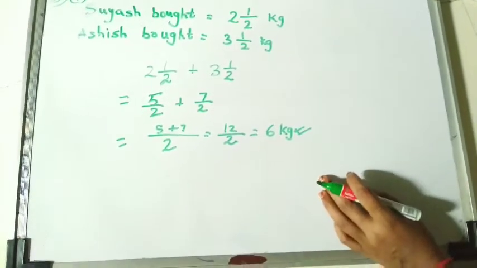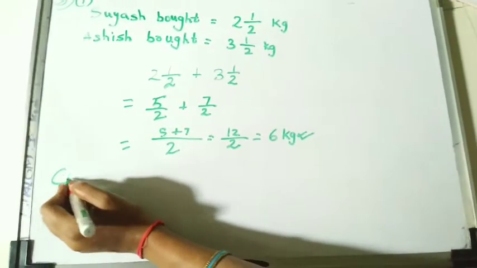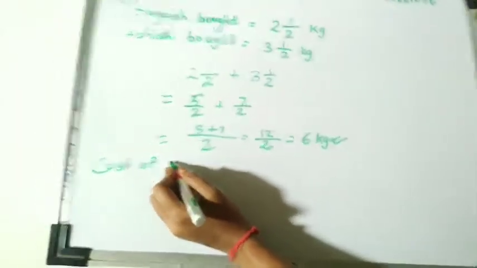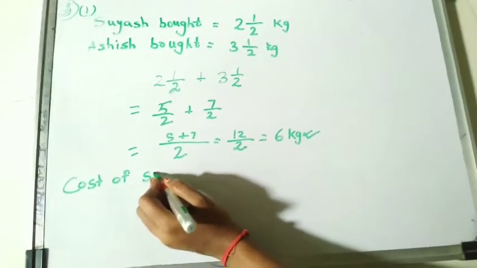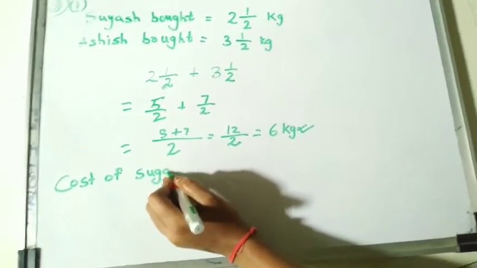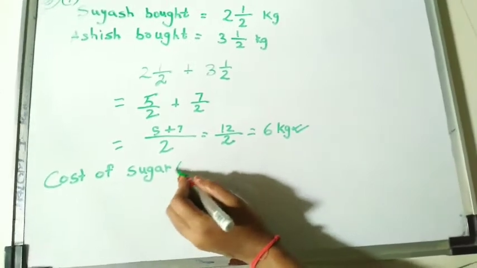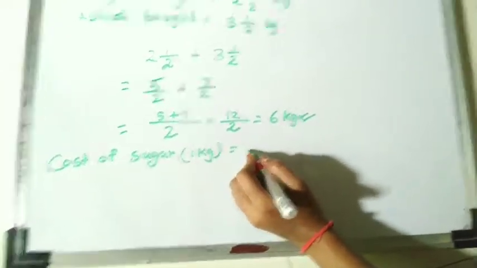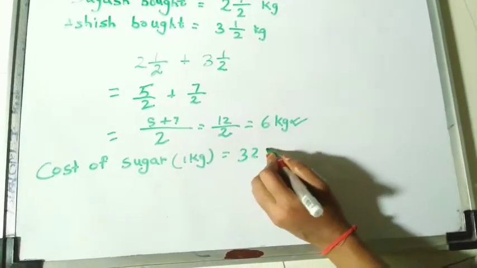Given in the question, the cost of sugar per 1 kg is equal to 30 rupees.